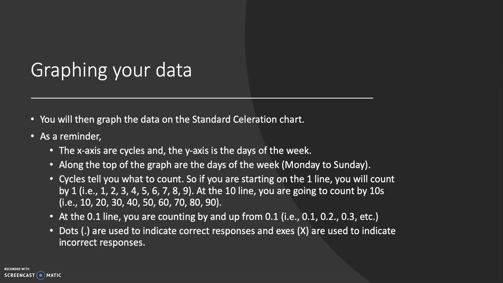Again, the cycles on the left-hand side of the graph tell you what to count. So if you are starting on the 1 line, you will be counting by 1, such as 1, 2, 3, 4, 5, and so on. At the 10 line, you are going to count by tens, such as 10, 20, 30, 40, and so on. At the 0.1 line, you are counting by and from 0.1. So for example, that would be 0.1, 0.2, 0.3. Another way of conceptualizing this is 1 response per 10 minutes. For example, if the frequency is 0.1, this represents a rate of 1 response in 10 minutes.